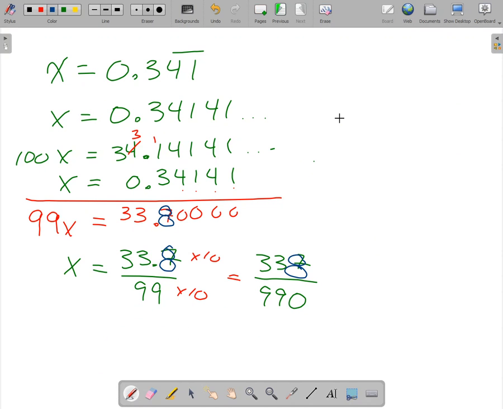So this is a little harder than the one we did in class. It's pretty much the same procedure. The subtraction was 1 step harder.